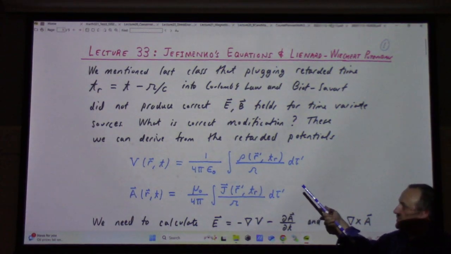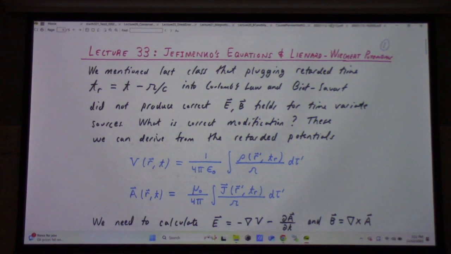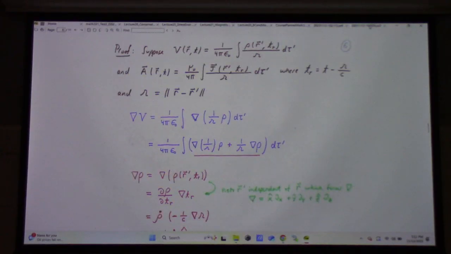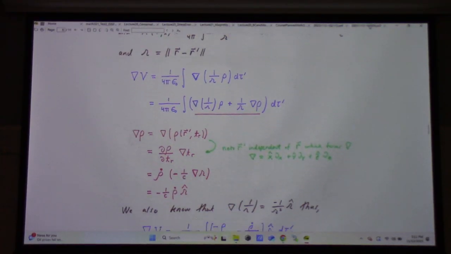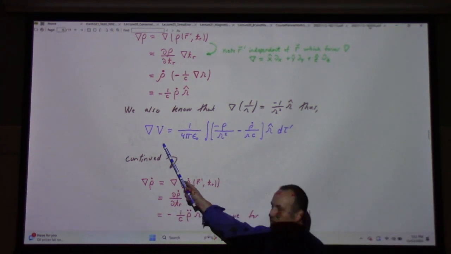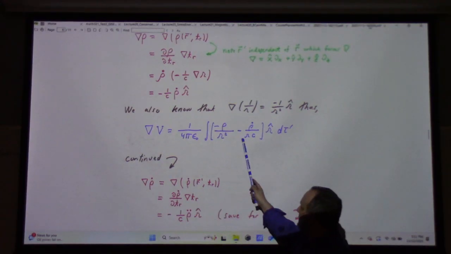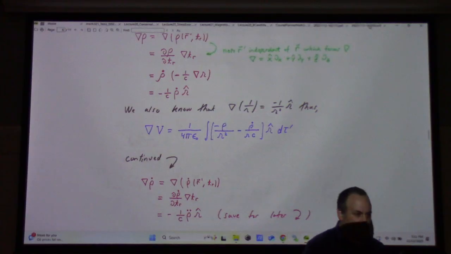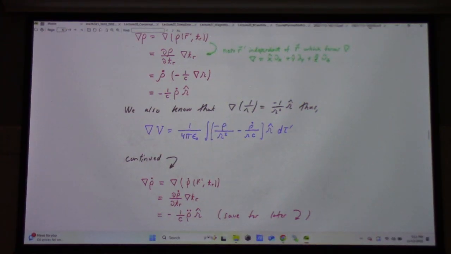So if you go back to the calculation we did last class, look at page 6 here. Remember this stuff we did? We calculated the gradient of V. We worked this out last class, the gradient of the retarded potential, and it works out to this. We're going to use that in the Jefimenko equation derivation in just a second.